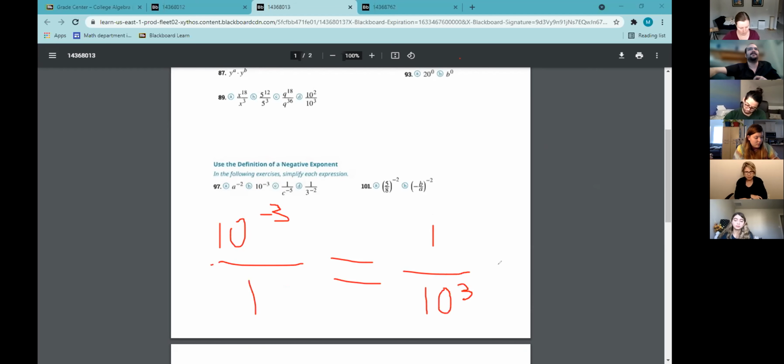What about the next one? Help me out with the next one too. So now we're looking at 1 over c to the minus 5. A little bit different. Very similar concept though, right?